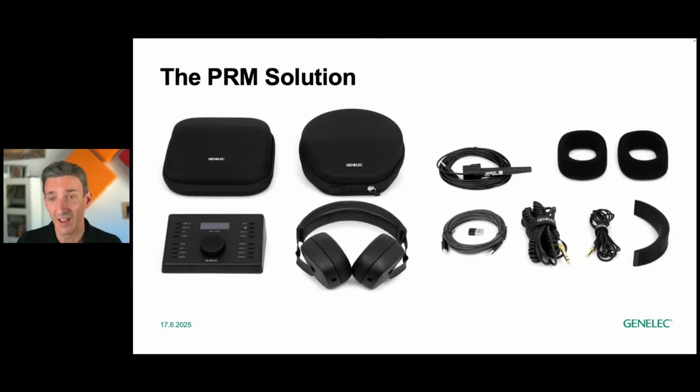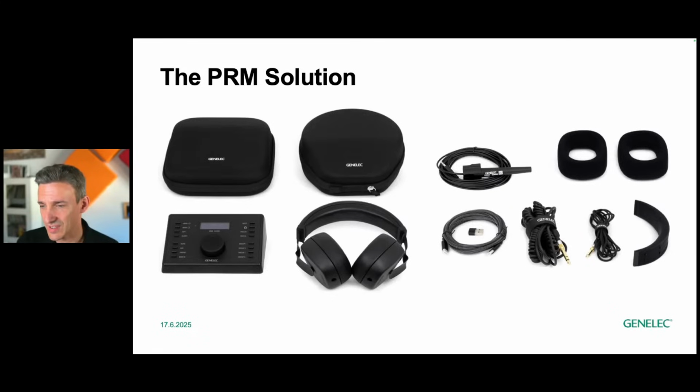So yeah, and once again, to come back to the PRM solution, this is how it looks. If you're interested in that, you will get a 9320, a pair of headphones, a calibration mic, a USB-C cable, 2 different connector cables for the headphones, and then also 2 additional sets for the ear cups and the headband. This is what you will get out of it.